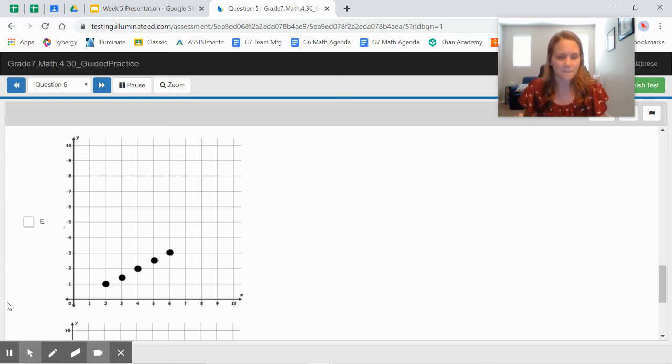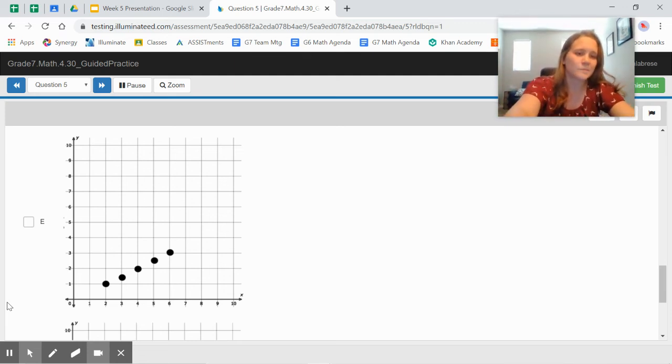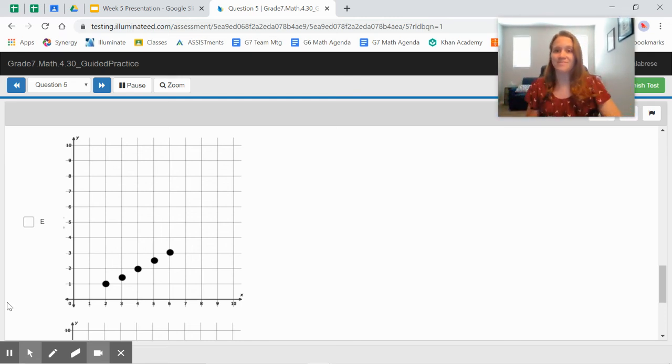What do you think? Awesome. I expect probably some of you said yes, it's proportional, and some of you said no, it's not. Can you hold up something straight, the edge of a paper, or an index card, or even your pencil? Does it look straight? It does look straight. Does it pass through 0, 0?